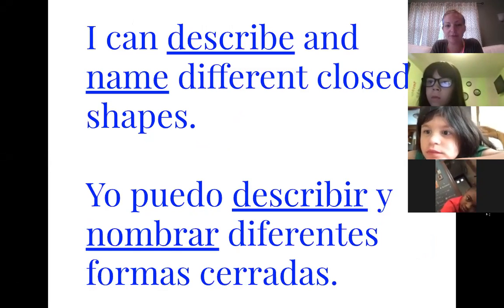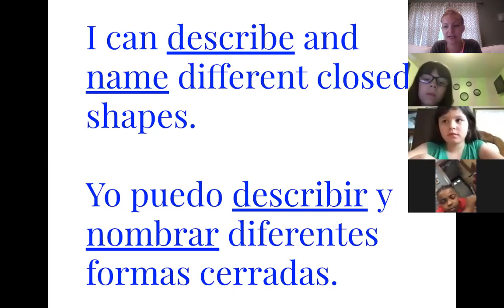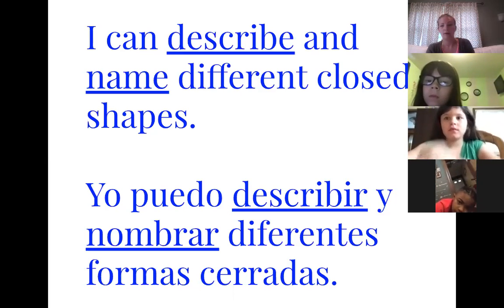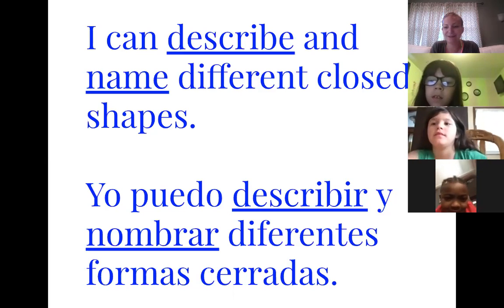Juliana, could you unmute and read me the English one? And then Gabby, would you read me in Spanish? Okay, go ahead, Ju. I can describe and name different closed shapes. Thank you.